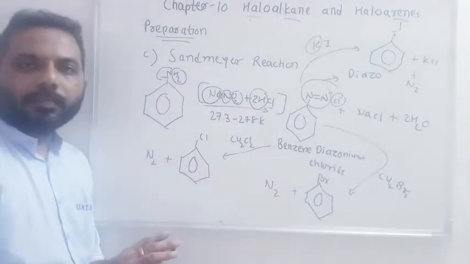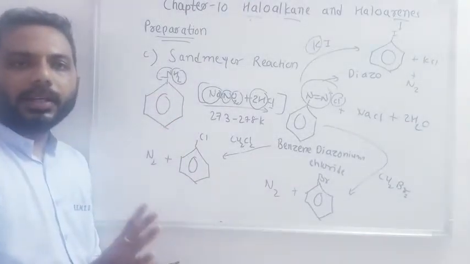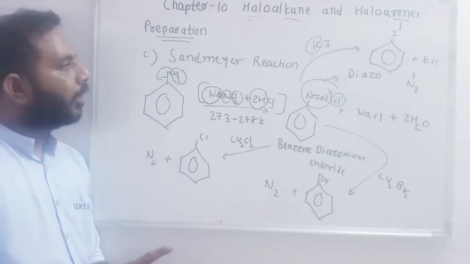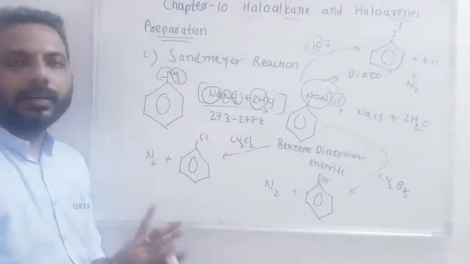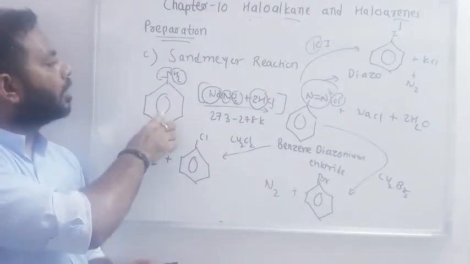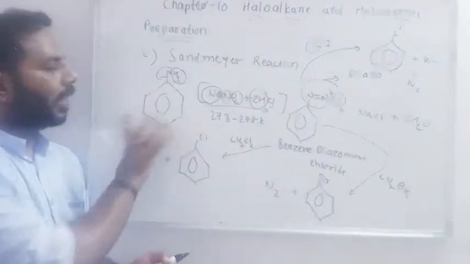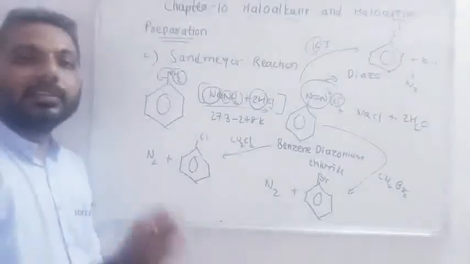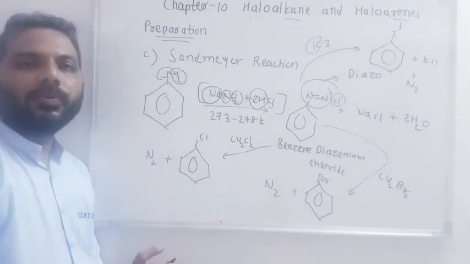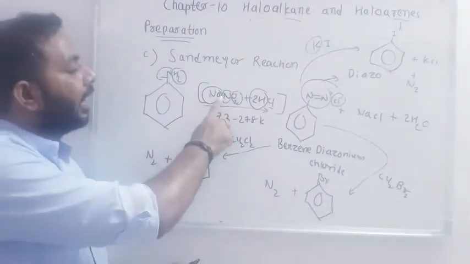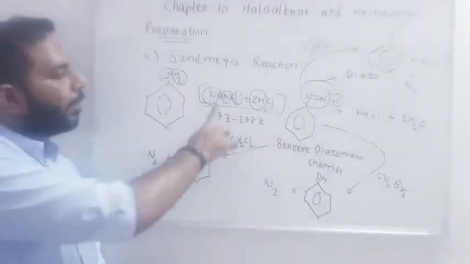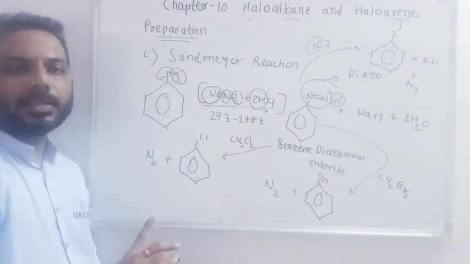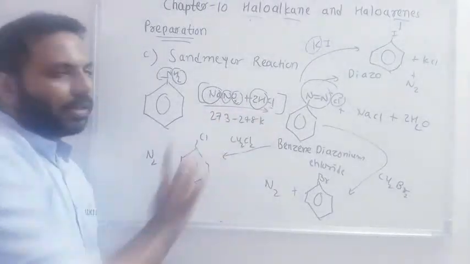Okay, again, Sandmeyer reaction. We are studying the Sandmeyer reaction, and the beginning of the Sandmeyer reaction is with aniline. So we have aniline, benzene with an NH2 group. Aniline reacts with nitrous acid. Nitrous acid is HNO2, and this is formed from the combination of NaNO2 and HCl. Sodium nitrite plus HCl will form nitrous acid. So NaNO2 plus 2 HCl.